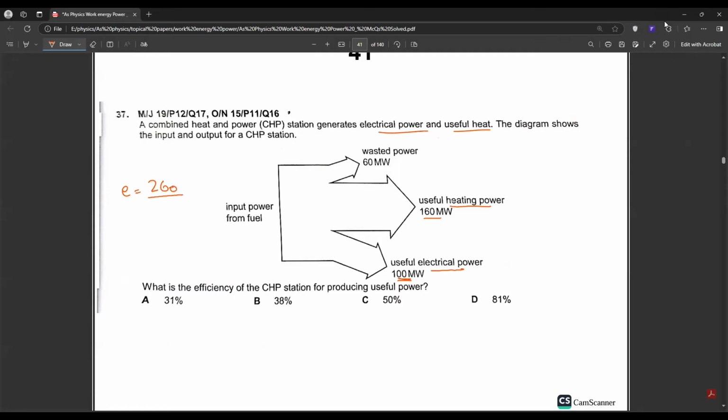Divided by what is the total power? 60 plus 160 plus 100. This comes out to be 320, into 100. This will be your efficiency. 260 divided by 320 into 100. This comes out to be what? 81.25. D is your answer. Question 41 has an answer of D. Perfectly fine. Let's further move ahead.